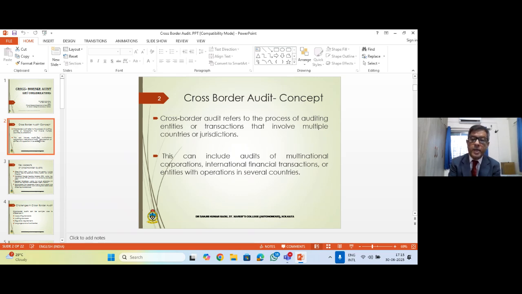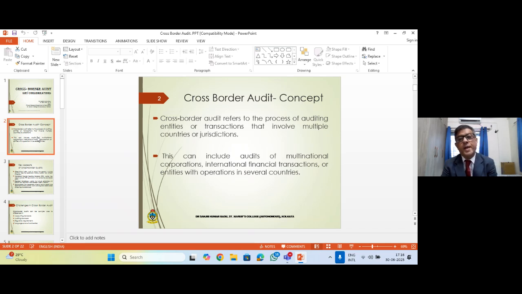It can happen in India itself. Some of the Indian companies which are involved in international transactions, I'm repeating, foreign currency transactions, those transactions are also subject to audit, and it is also called the cross-border audit.